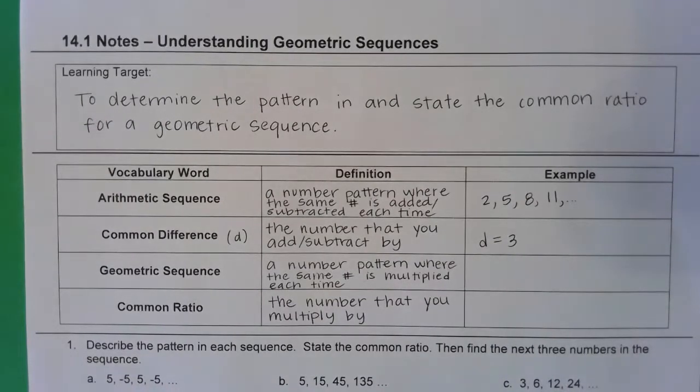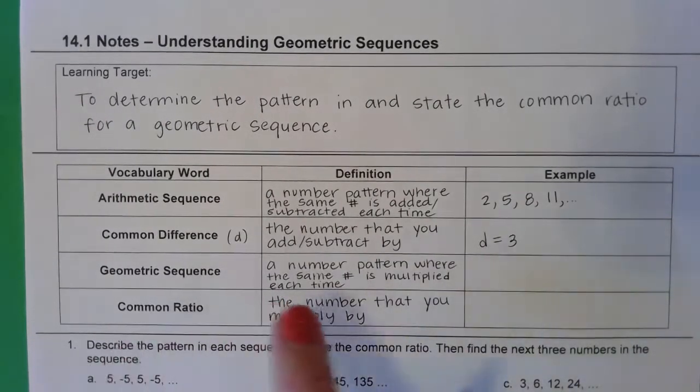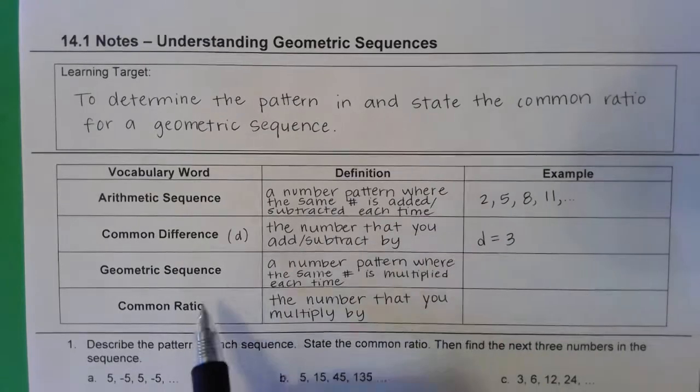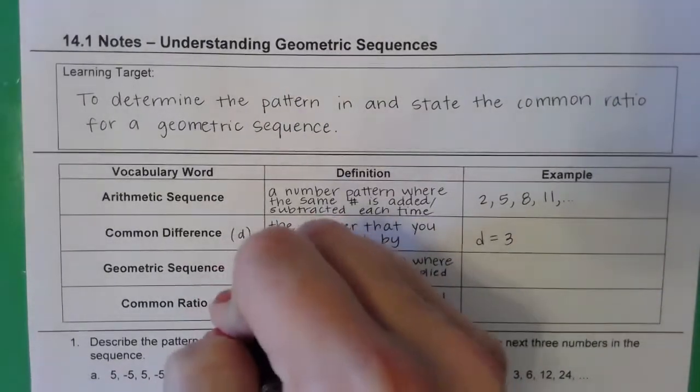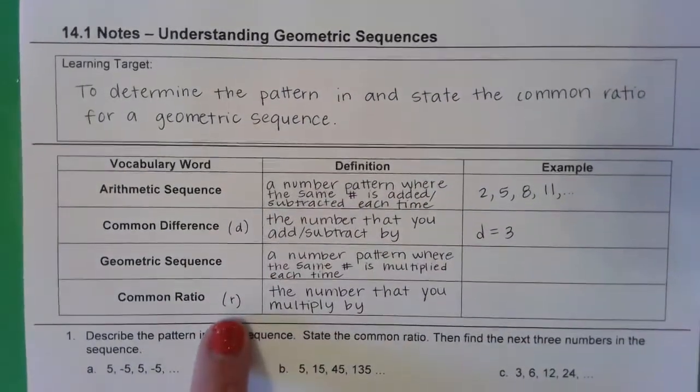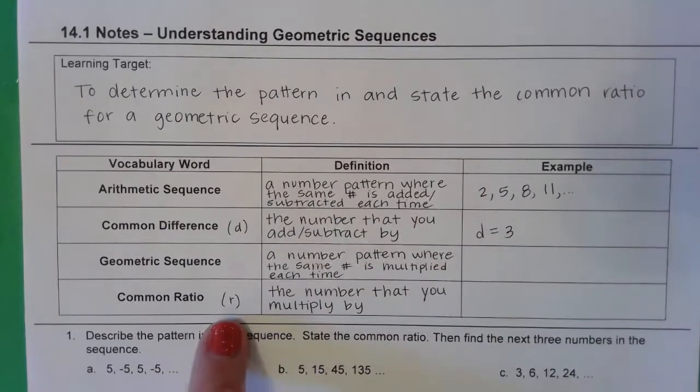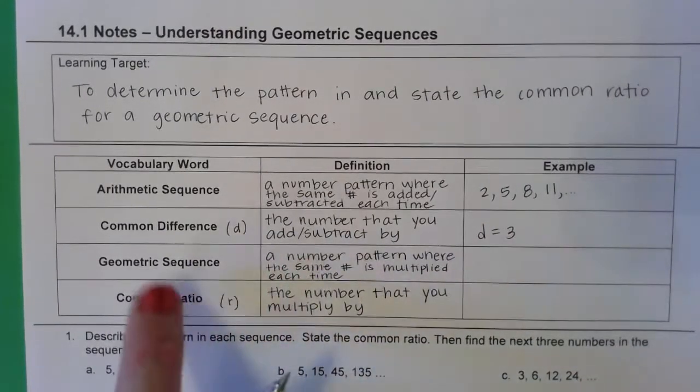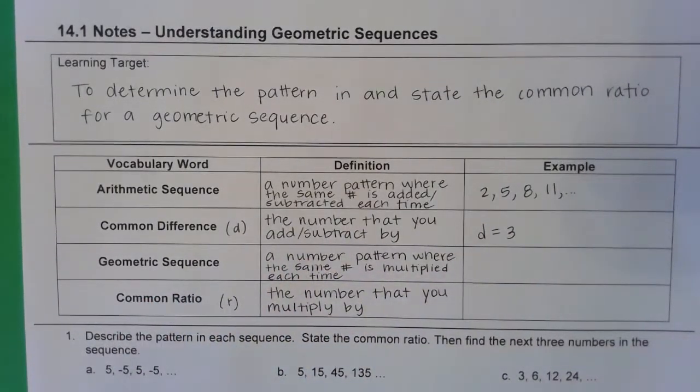In the next definition, a geometric sequence is defined as being a number pattern where the same number is multiplied by each time. And so the pattern's going to be a little bit different in this one because you're not adding a number to the previous number to get the next number in the list, you're multiplying. That number that you multiply by is called the common ratio, and it's generally abbreviated or represented by the letter R. So in our notes today, these are going to be the kind of sequences that we practice.